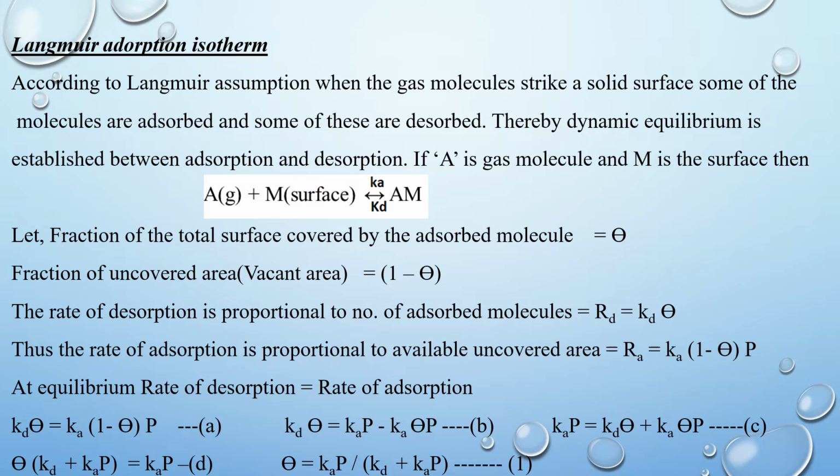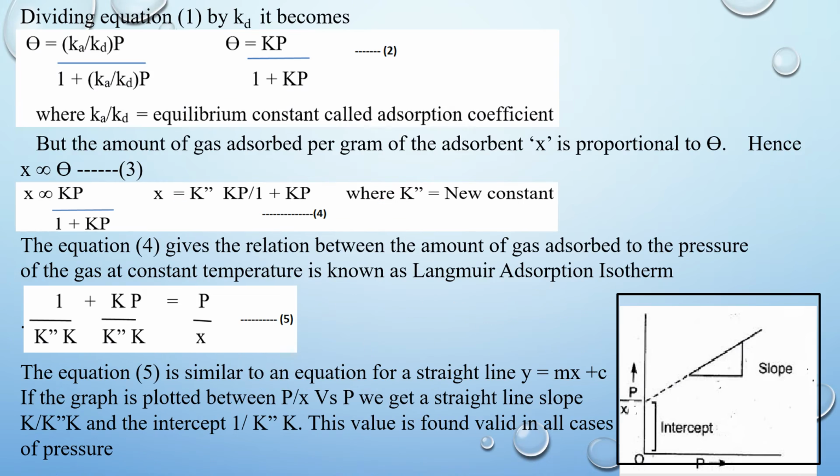At equilibrium, the rate of adsorption is equal to the rate of desorption. So we write Kd theta is equal to Ka (1 minus theta) P. Let this be the first equation. On expanding, we get Kd theta is equal to Ka P minus Ka theta P. Now Ka P is equal to Kd theta plus Ka theta P. Taking the common term theta out, we get theta into (Kd plus Ka P) is equal to Ka P. Now theta becomes equal to Ka P by (Kd plus Ka P).